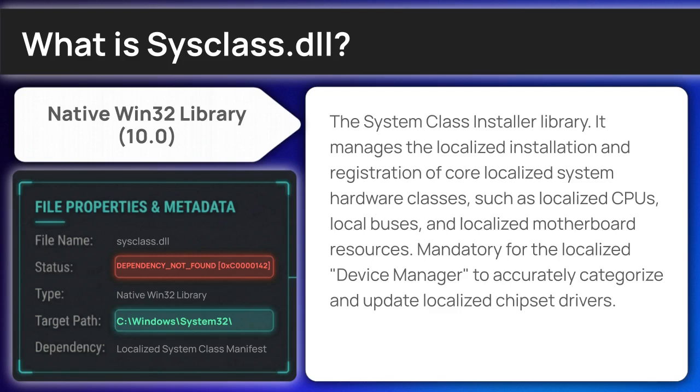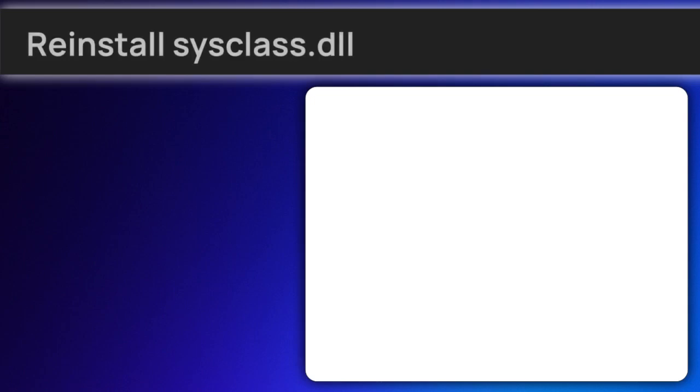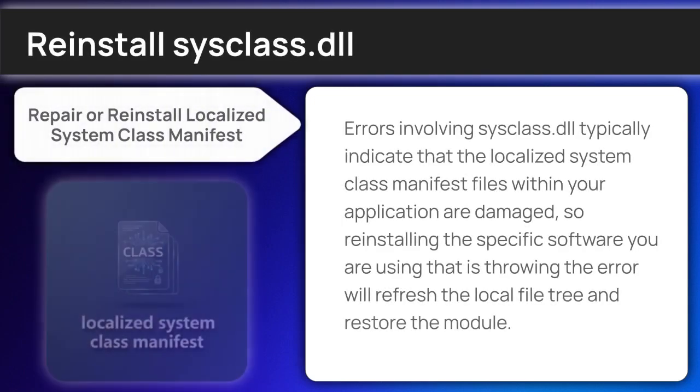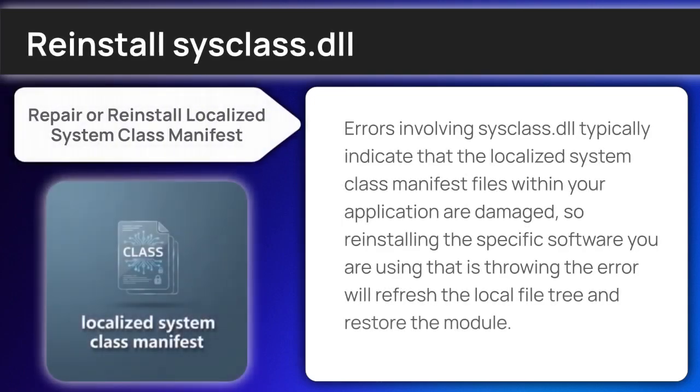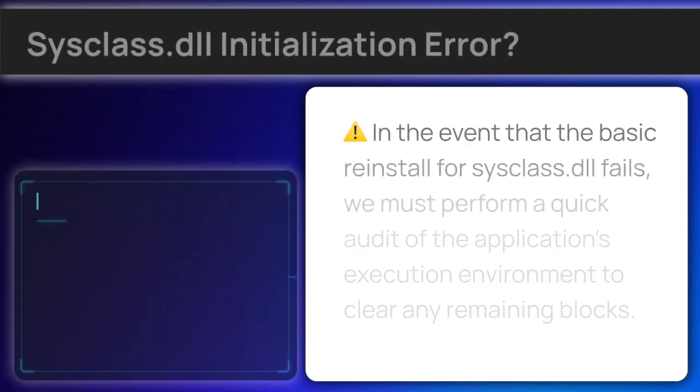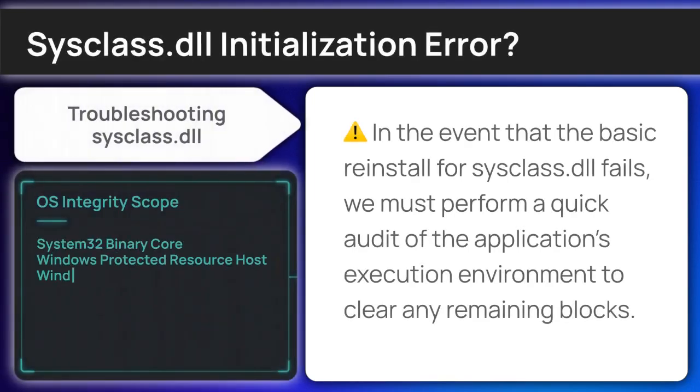Let's transition to the solution, starting with the official Microsoft Redistributable. Errors involving Sysclass Library DLL typically indicate that the localized system class manifest files within your application are damaged, so reinstalling the specific software you are using that is throwing the error will refresh the local file tree and restore the module. If no luck was had with the Redistributable package, we will escalate the fix by performing a targeted reset of the system state.